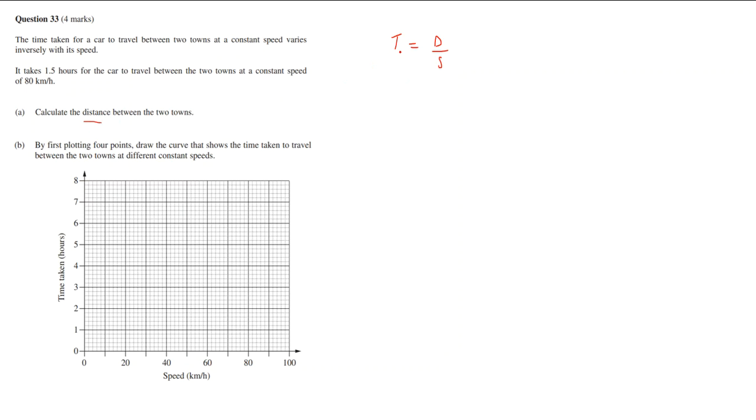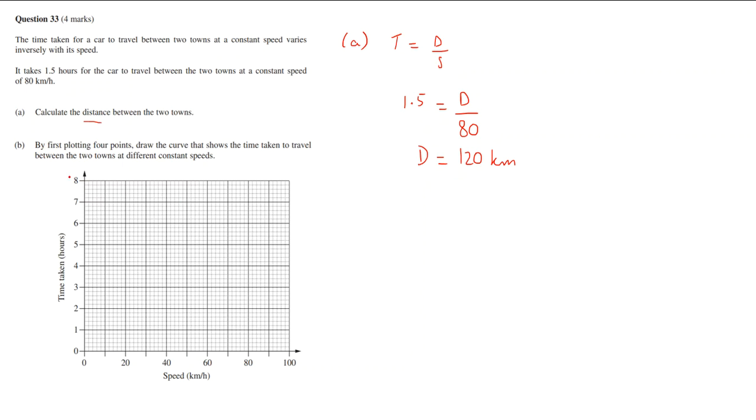So if we put the time as 1.5 hours, distance divided by 80, 80 is the speed, and this will give you a total distance of 120 kilometers. So the distance between the two towns is 120 kilometers.